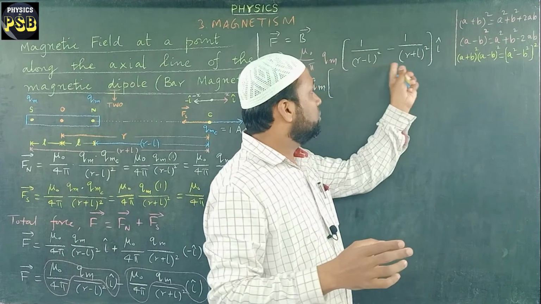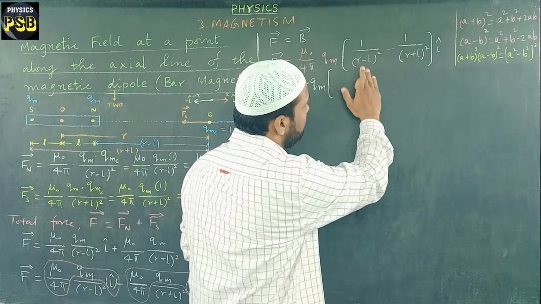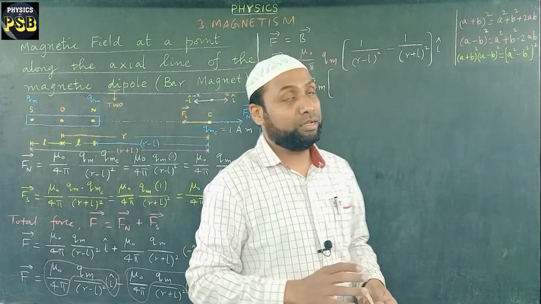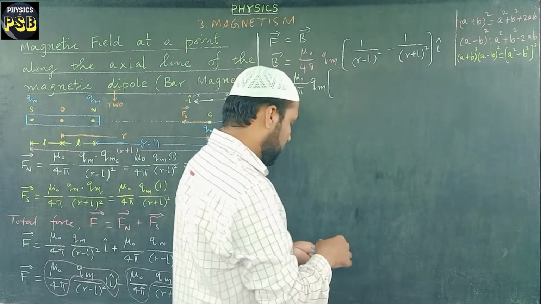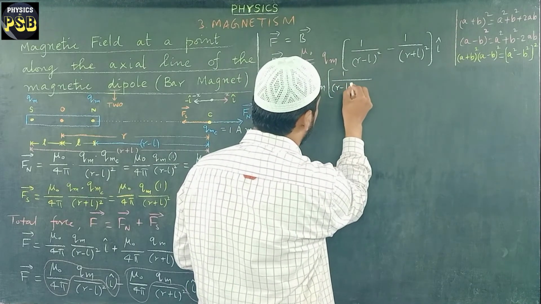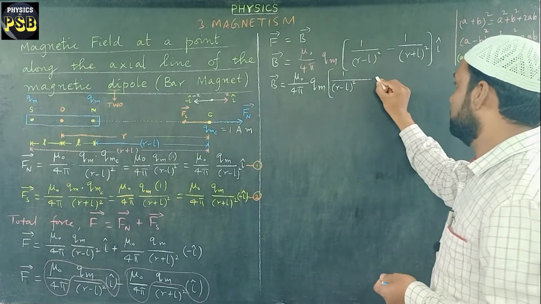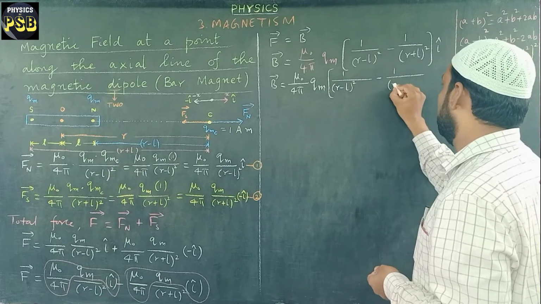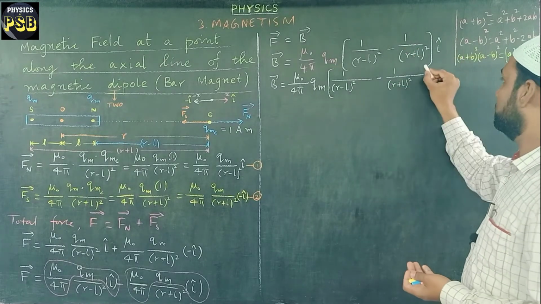To subtract this, we need to make the denominators equal. So I multiply these two parts. Okay, 1 divided by r minus l whole square. So then here I have 1 upon r plus l whole square. Okay, written as such.